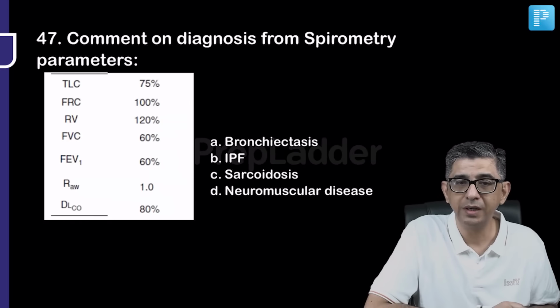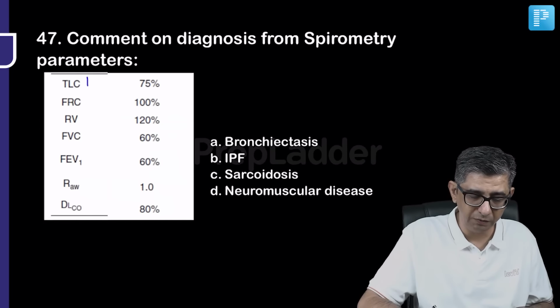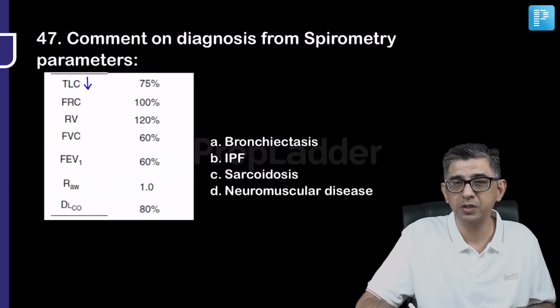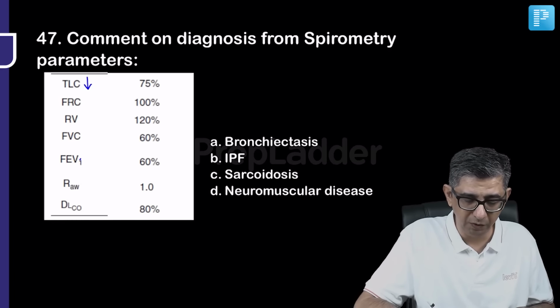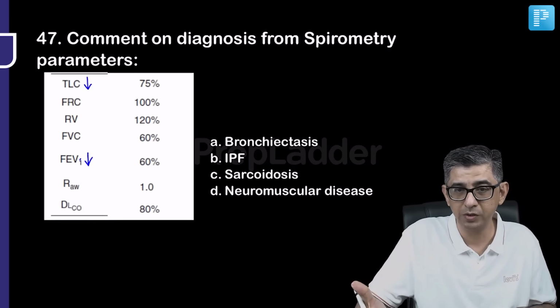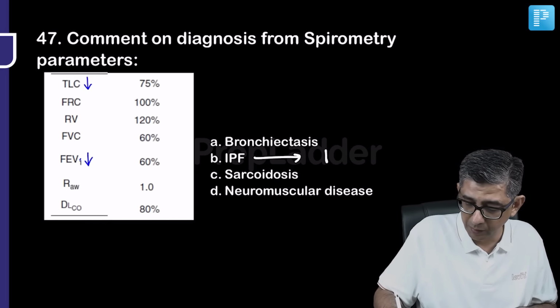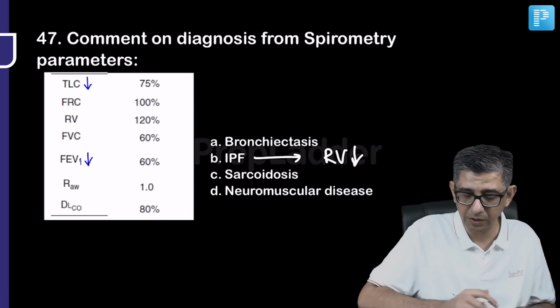Coming to the next question, he asked you to interpret a spirometry, and most guys, when they look at TLC, which was lesser, it meant that there was a possible pulmonary fibrosis in a patient, total lung capacity being lesser, FEV1 also being lesser. So the first interpretation was this was pulmonary fibrosis. Now, why this is not pulmonary fibrosis is because if it is IPF in a patient, then the fibrosis will cause residual volume to be lesser.